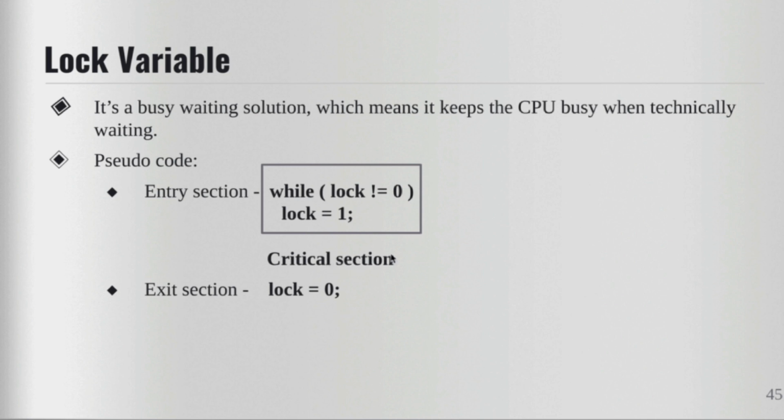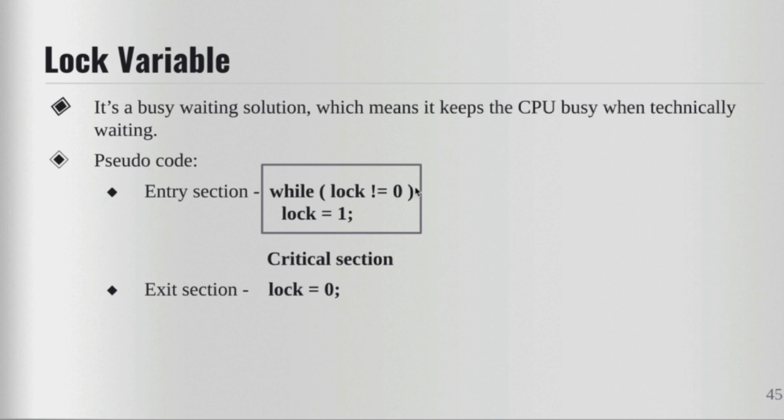Now, once the first process P1 finishes executing, it is going to set the lock value to 0 and then exit the critical section. Meanwhile, the other process, let's say P2, is already in the while loop, continuously executing. That's why it's called a busy waiting solution, because it's keeping the CPU busy while waiting. It's continuously checking in this while loop. Because the first process P1 already exited and set the lock value to 0, this condition becomes false, because the lock value is 0 and the condition is not met.